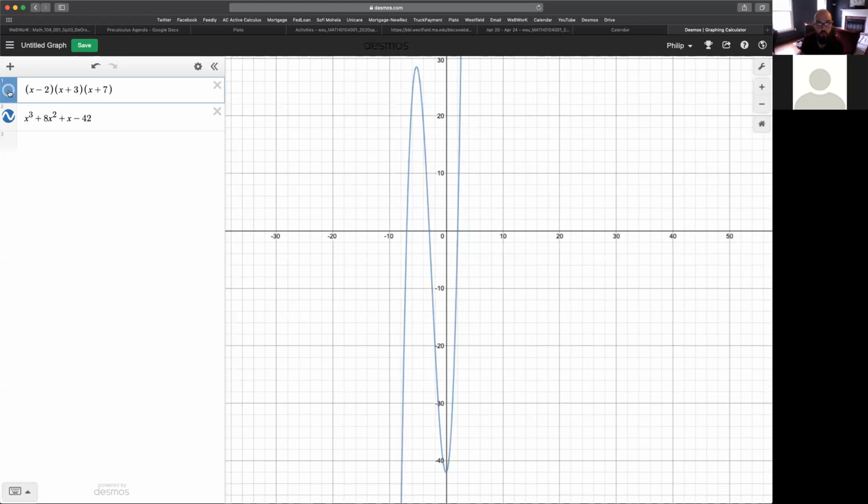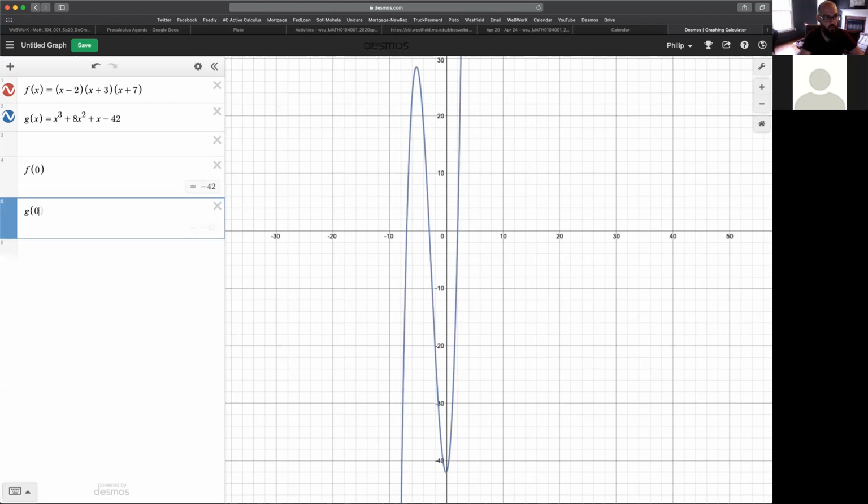Now, if we were to plug in 0 into those equations, would that still give us the same constant term for both of them? It should, right? So these are really the same. So let's call them f and g. If I ask Desmos what is f of 0 and what is g of 0, in both cases it gives me negative 42.